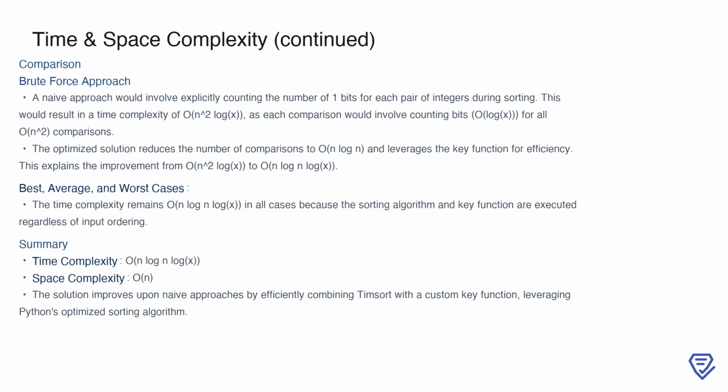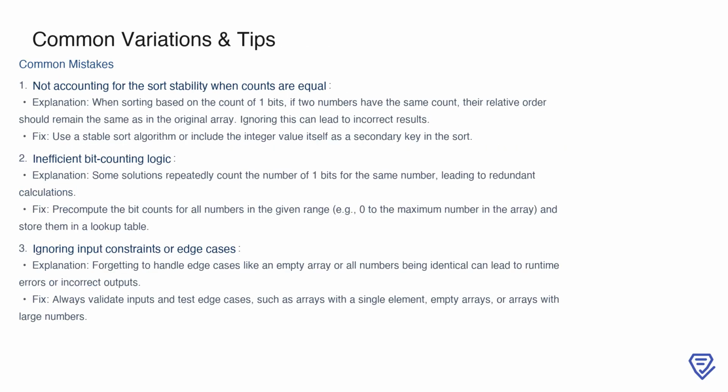In summary, the solution achieves a time complexity of O(n log x) and a space complexity of O(n), demonstrating an efficient approach to solving this problem while avoiding the inefficiencies of a brute force method. When solving this problem, there are several common mistakes to watch out for. First, it's important to account for sort stability when numbers have the same count of 1 bits. If two numbers have an equal count, their relative order should remain the same as in the original array. Ignoring this can lead to incorrect results.